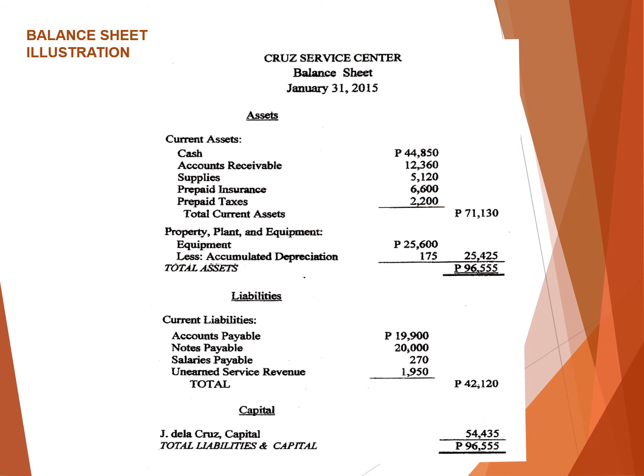Here is the illustration of a balance sheet. As you can see in the heading, there is a difference ng balance sheet among the other reports. Ano yun? Yung date. As you can see, yung date niya, walang for the year or for the month ended. Ang nakalagay lang ay date. Okay? So, tandaan niyo yan. So, pag gagawa ng balance sheet, ang pinakauna ay asset, kasunod ang liability, panghuli ang capital.